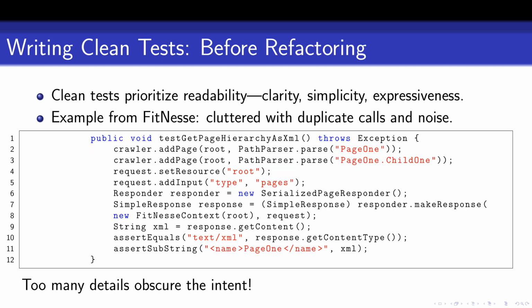Time to get hands-on with writing clean tests, starting with a messy example from F.I.R.S.T that's a real eyesore. This before version is packed with duplicate calls, cluttered setup, and way too much noise. Think of it as a code jungle where the intent's buried deep. It's checking if a page hierarchy outputs as XML, but good luck spotting that through all the cruft. Clean tests prioritize readability, clarity, simplicity, expressiveness, and this one's a prime candidate for a makeover.